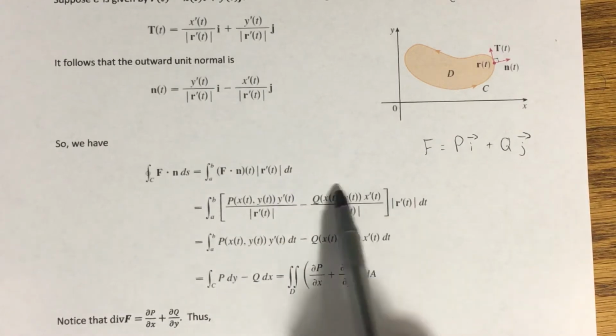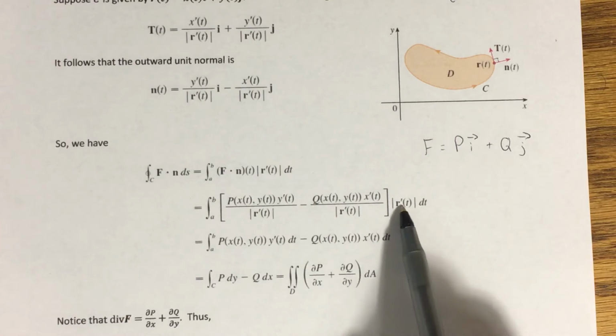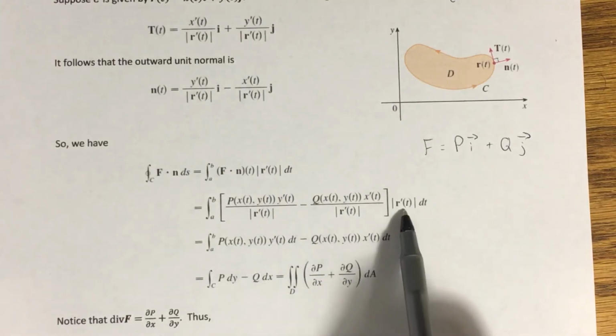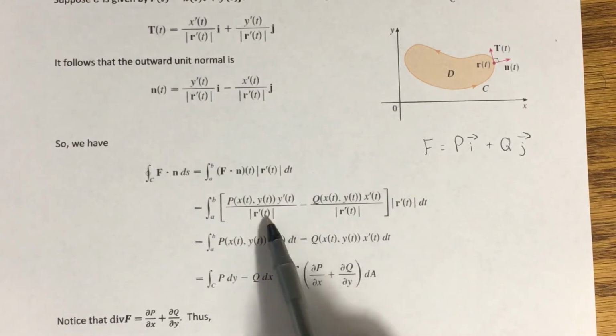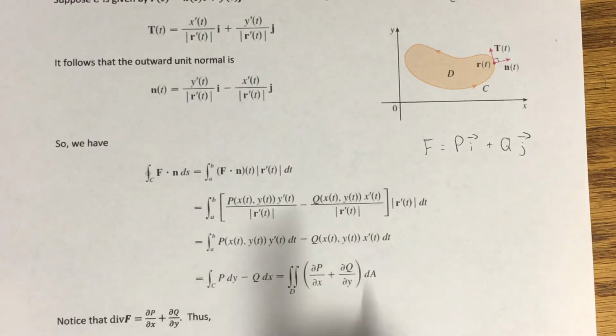We get this right here. Okay, and then notice also the r prime of t that shows up naturally here when we convert our ds. It is going to cancel the magnitudes of r prime in the denominator here. So after that cancellation, this is what I end up with.